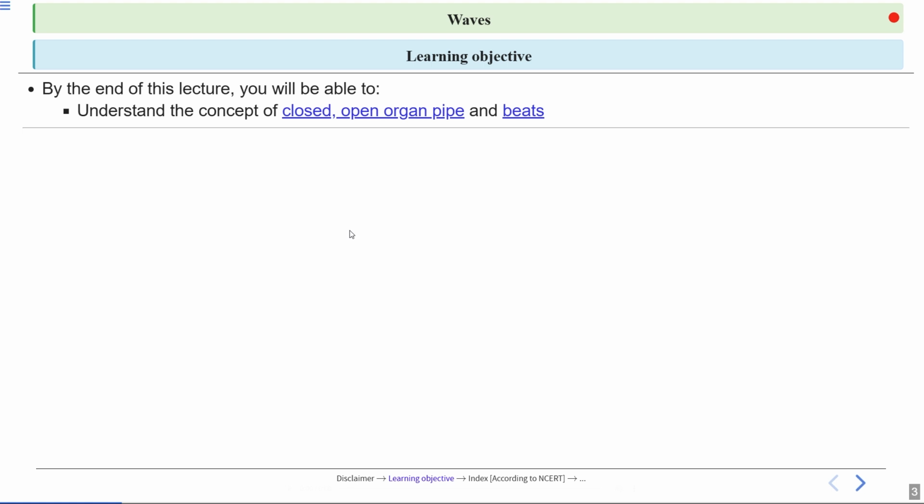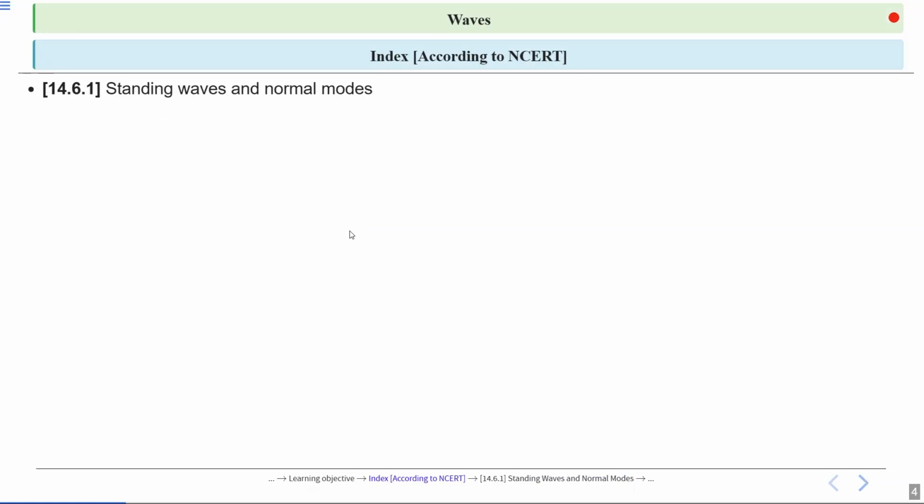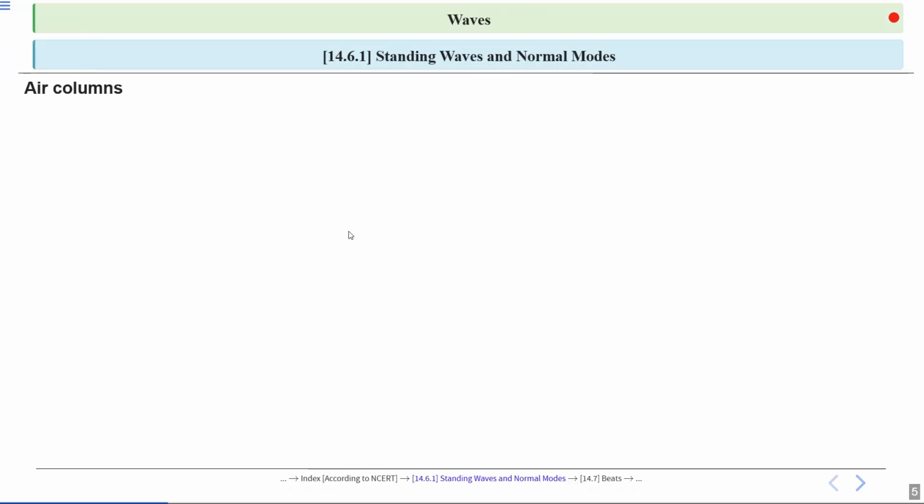Alright, this is our index for today's lecture. We will start with 14.6.1 standing waves and normal modes. Then move on to section 14.7 beats. 14.6.1 standing waves and normal modes.